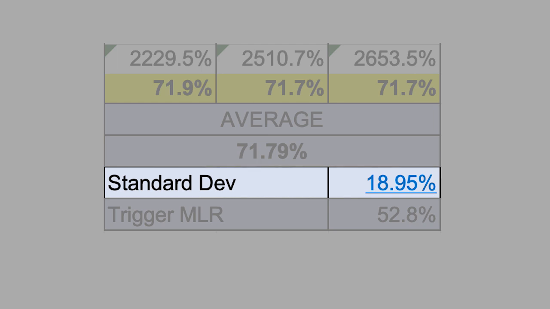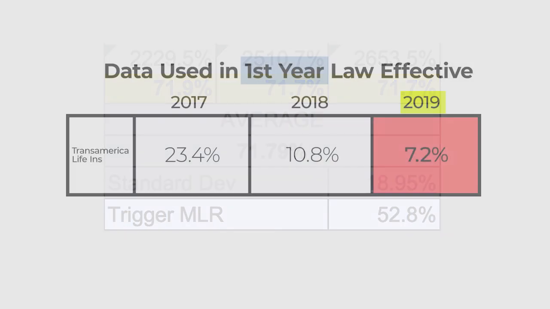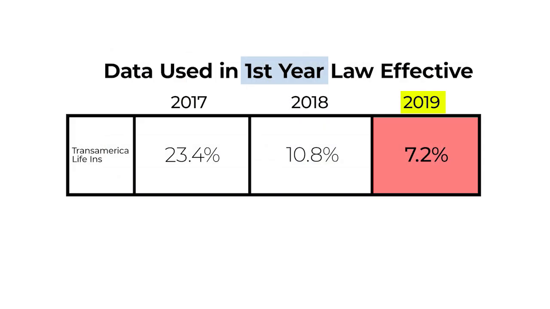And then there is, I mentioned this, the trigger MLR. So this is the standard deviation down from the average. The trigger medical loss ratio would be 52.8%. And that's why I called out the 19 percentage point. There's also one that's very low in this first year at 7.2 with Trans-America Life Insurance.